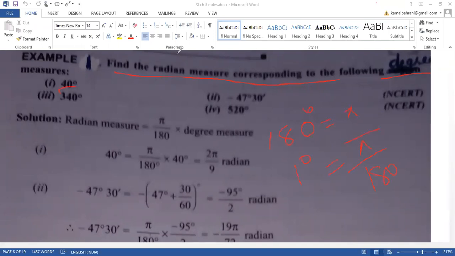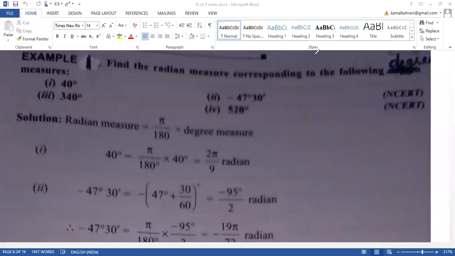Then 40 degree will be equal to pi by 180 into 40. Now you can solve this. The 0 will get cancelled with 0. Now you can divide by 2: 2 fours are 8, 2 nines are 18. So what you have got is 2 pi by 9. This way you will get the value of radian.